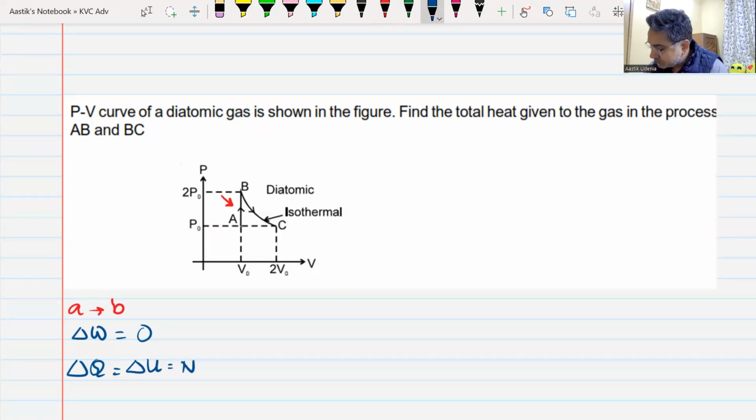So n CV is 5 by 2 R into delta T. How will you find out delta T? T2 minus T1. P2 V2 minus P1 V1 will give you n R delta T. So it will be V naught into 2 P naught minus P naught V naught. So it will become 5 by 2 P naught V naught. Yes, sir.